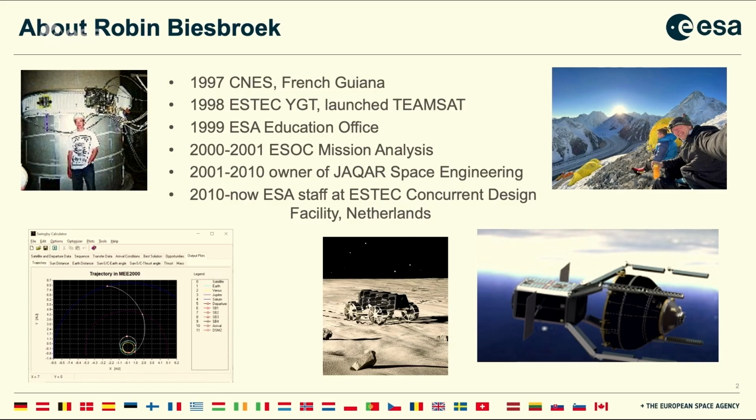My name is Biesbroek. I work at ESA in the Concurrent Design Facility. I started my career in French Guiana in 1997 and I've worked at several places at the European Space Agency centers in Germany and the Netherlands ever since. I've had my own company as well, where I focused on trajectory optimization software. And now, since 2010, I'm a full-time staff member at ESA.